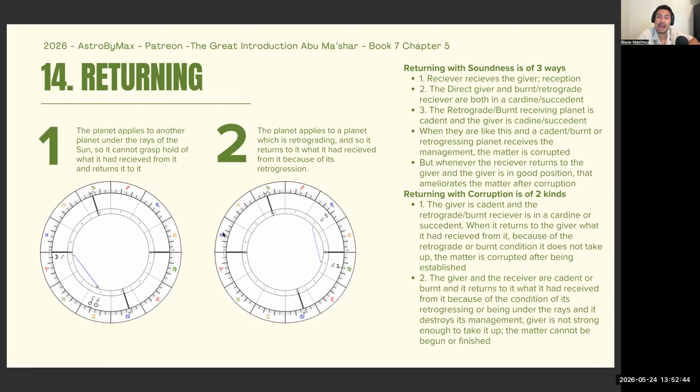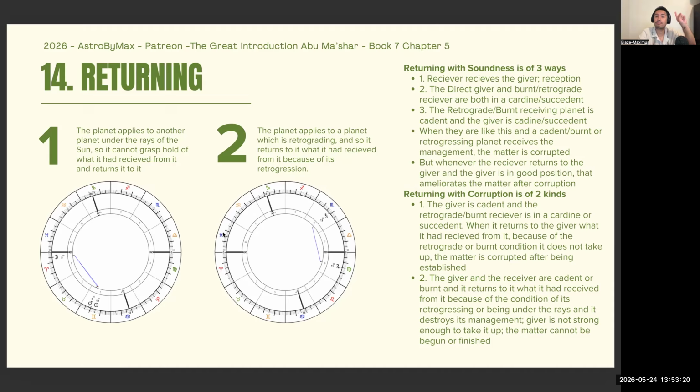And returning with soundness. So if the situation is given back, it can be given back with good fortune and with support in 3 ways. That's if the receiver receives the giver, so there's reception between both of those planets. The second is if the direct giver, so the planet that is giving is a direct planet, and a burnt or retrograde receiver, so the receiving planet is either burnt or retrograde. If both of those planets are in a cardine or succeedent house, it returns with soundness.